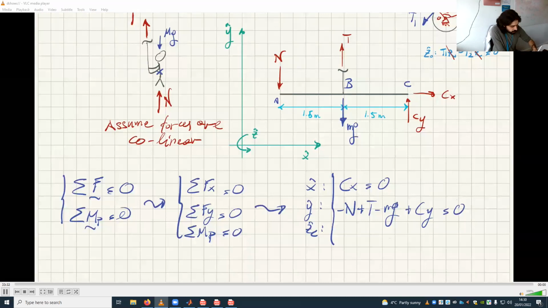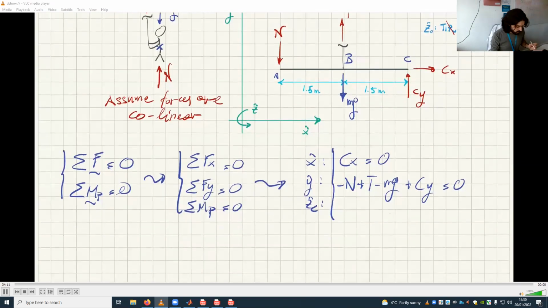Moment equation. Remember, what is a moment of a force about a point? Oh, the screen is gone. What's going on? Just a second, guys. Come on. There you go. Solved it.